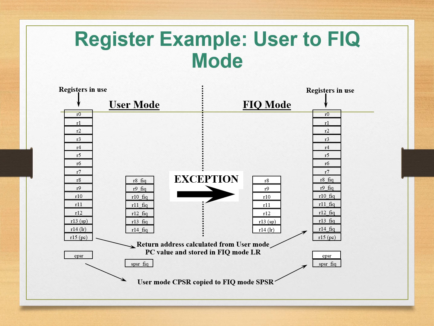Whatever current address is being executed, the next one will be put inside R14. R14 is actually the link register inside the FIQ mode. And FIQ mode has its own registers. R8 until R14, they have their own registers.